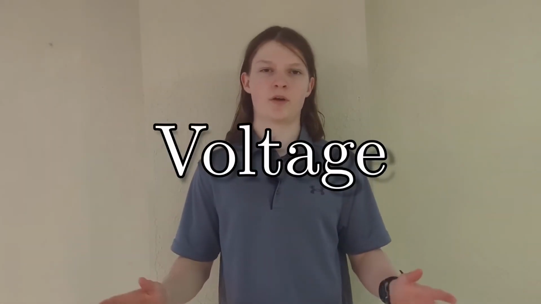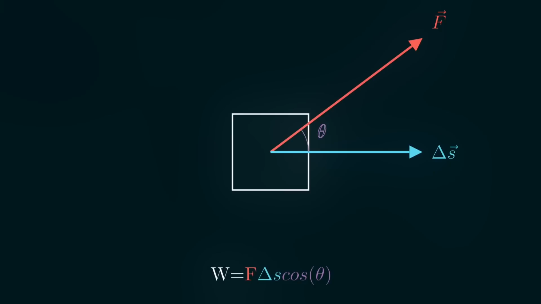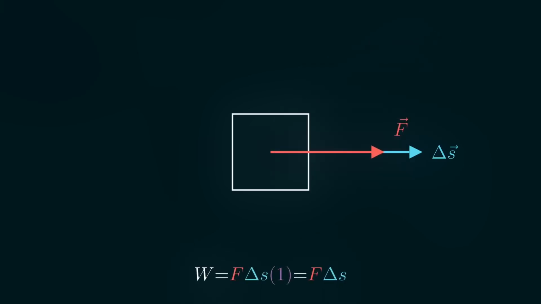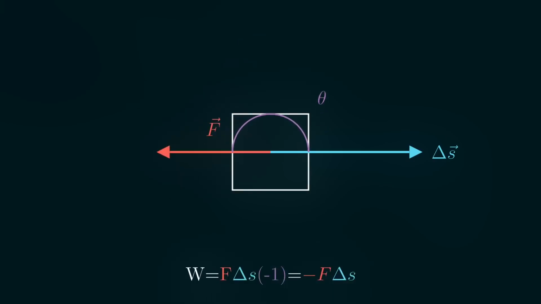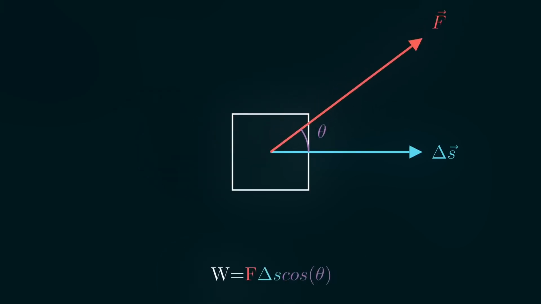And now we have to talk about voltage, which is kind of like potential energy, but for charges. If I have some object, like a square, and I apply a force to it, and it also moves some distance from that force, then I can find the work as the force times the distance times the cosine of the angle between them. So, if the force and the distance are in the same direction, the work is just the force times distance. If the force is perpendicular to the displacement, then there's no work. And if the force is in the opposite direction of the displacement, then there's negative force times distance work. So the work really measures how much the force and the displacement are aligned with each other.